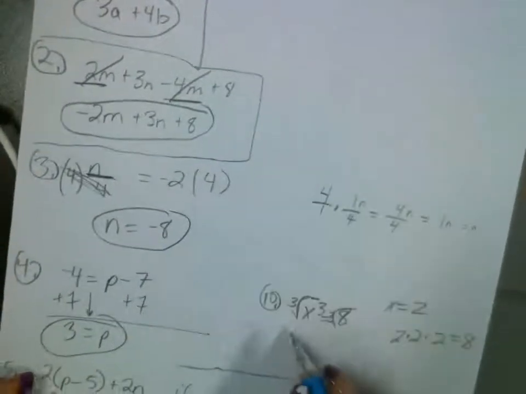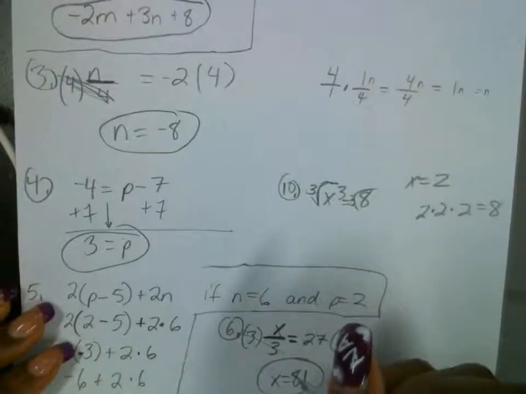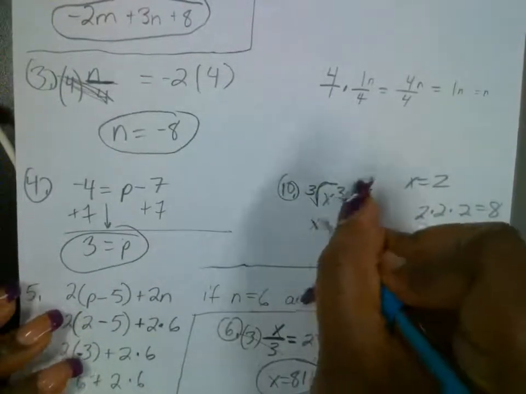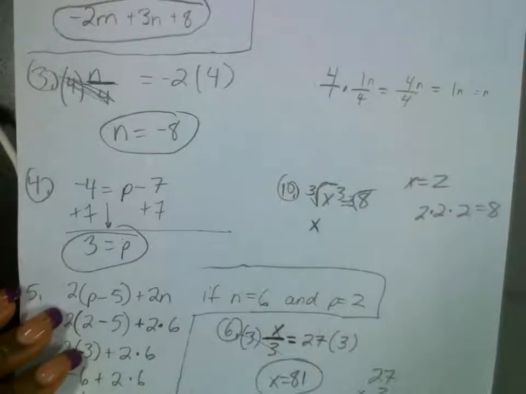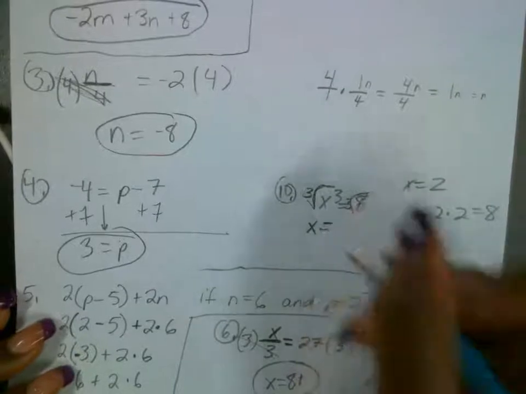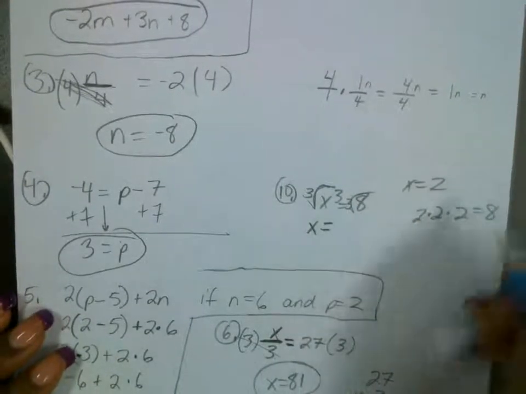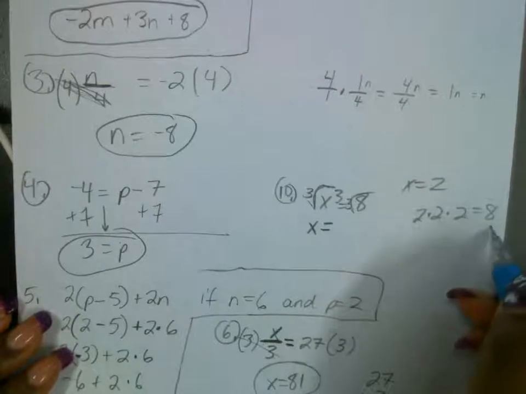So when you do the cube root on both sides, what's the cube root of x to the third power? X. Just x. Because x times x times x is x to the third power. Equals, what's the cube root of 8? 2. Because 2 times 2 times 2 is 8.